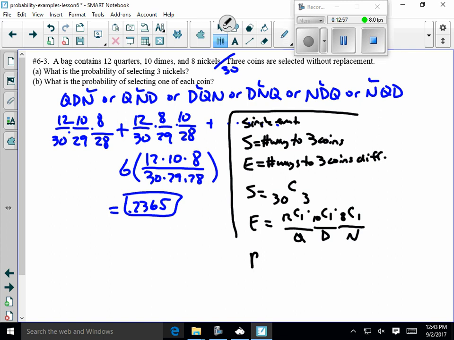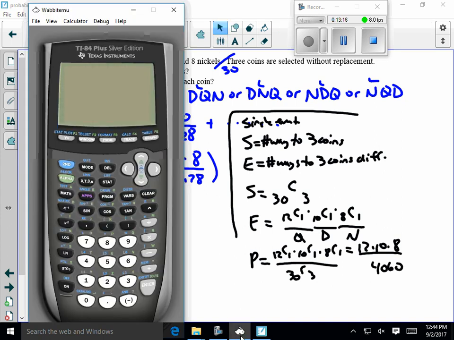So this probability would end up being 12 choose 1 times 10 choose 1 times 8 choose 1, which is just 12 times 10 times 8, divided by 30 choose 3, which turns out to be 4060. And let me just verify that that is the same. If you did the denominator, 30, math, scroll over to the probability menu, there's nCr, and I choose 3. That's where I'm getting the number 4060.